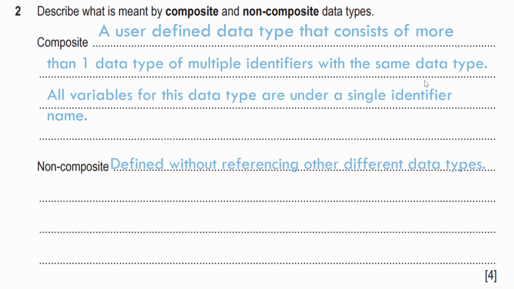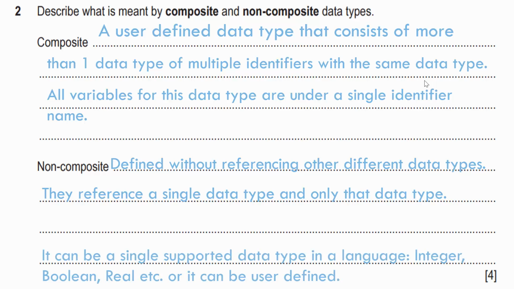For non-composite, it's defined without referencing other different data types. They reference a single data type and only that data type. Now, it can be a single supported data type in any language, regardless of what language you're using. You have integer, you have Boolean, you have real numbers, you have characters, you have strings, or it can be user defined. So that's what you need to know for composite and non-composite.